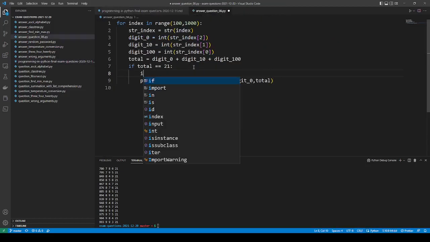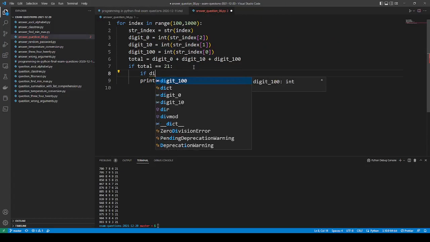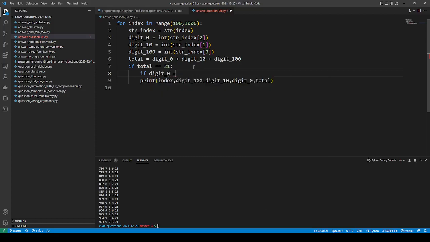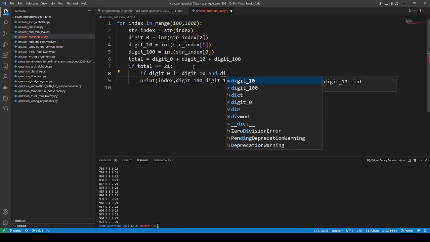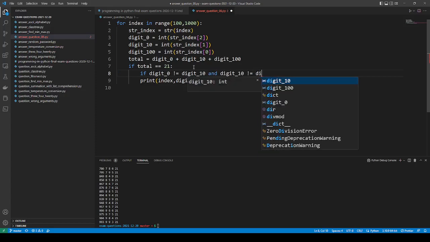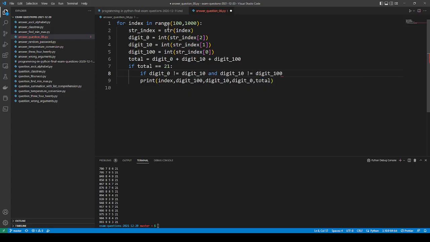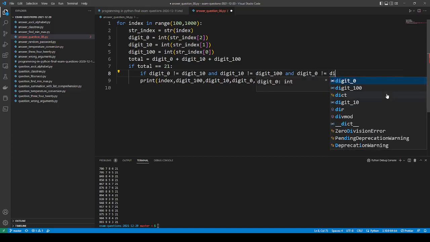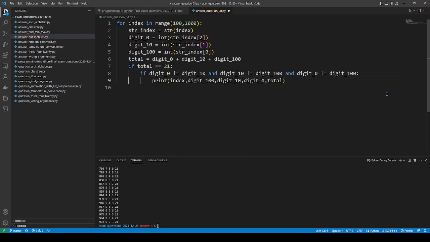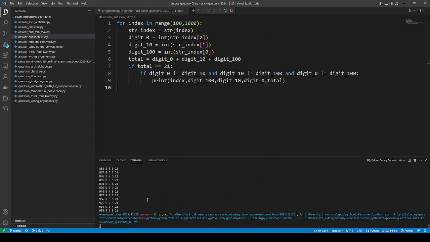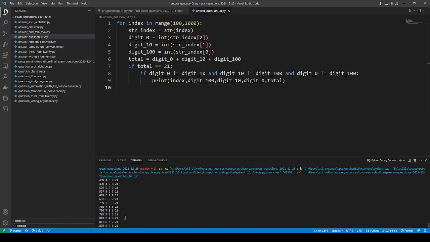But our last requirement is that all 3 digits are different. Therefore I need to write if digit 0 not equal to digit 10 and digit 10 not equal to digit 100, and of course I need to check digit 0 is not equal to digit 100, all of them together, and here are the numbers.